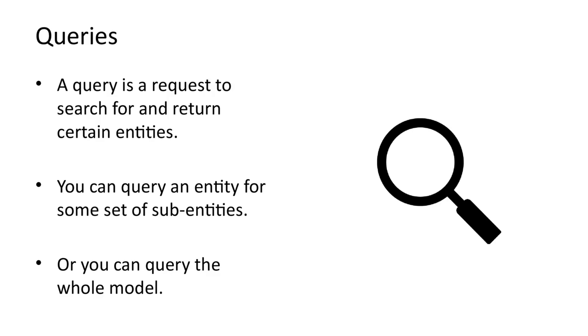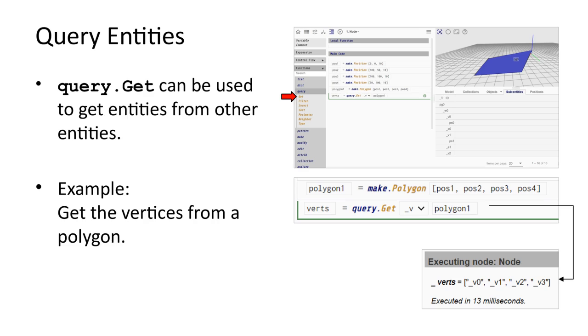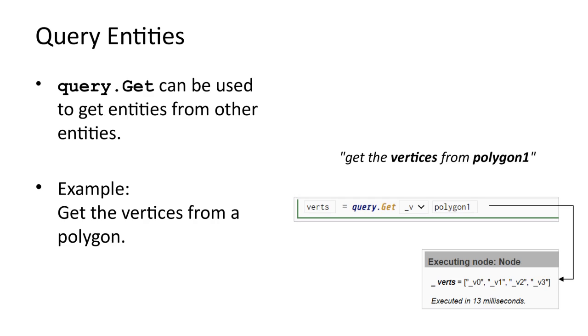A query is a request to find certain entities in the model. For now, we will focus on the basic query, which gets entities. The query.Get function can be used to get entities from other entities. For example, you can get the vertices from a polygon. In this example, you can read the function as saying, get the vertices from polygon 1.